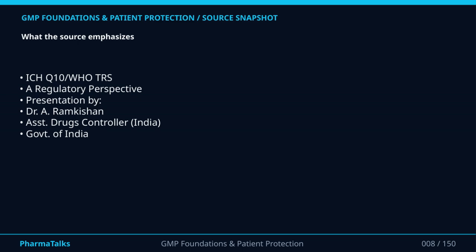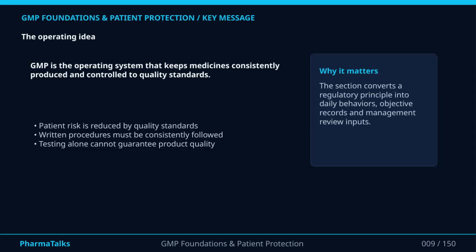The presentation is delivered by Dr. A. Rankishan, who serves as the Assistant Drugs Controller in India, bringing valuable regulatory insight from the Government of India. This perspective reinforces how stringent regulations and thorough quality systems work hand in hand to safeguard public health. GMP, or Good Manufacturing Practice, serves as the operating system that ensures medicines are consistently produced and controlled to meet quality standards. This is crucial because it lowers patient risk by enforcing strict quality protocols.